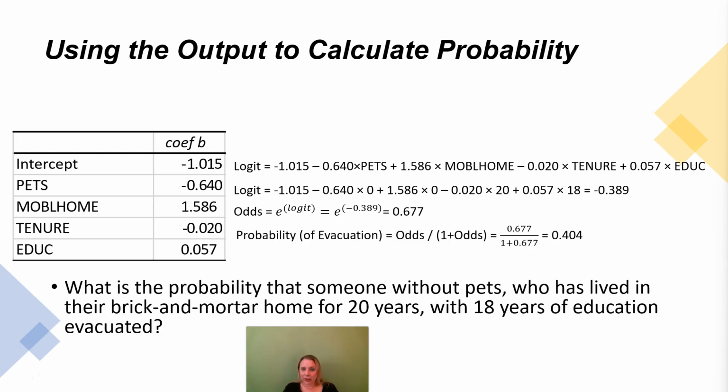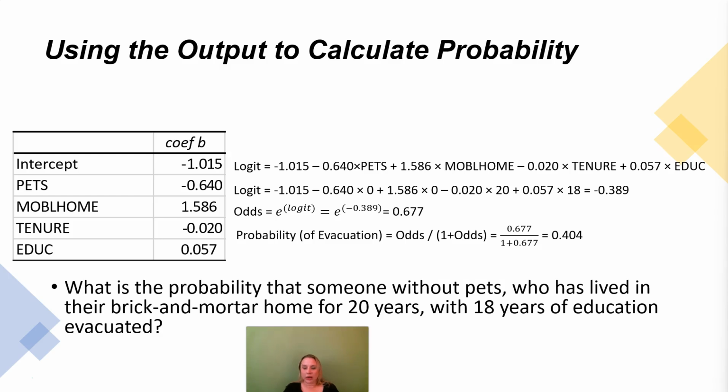And then finally, we can calculate the probability of evacuation. The probability of evacuation is going to equal our odds over 1 plus odds, which equals 0.404. Since the model is coded with evacuation being 1, this means that the probability of evacuating was less than 0.5. So that means that we could classify this individual as one who would not evacuate. And the probability that they did not evacuate would be 1 minus 0.404.